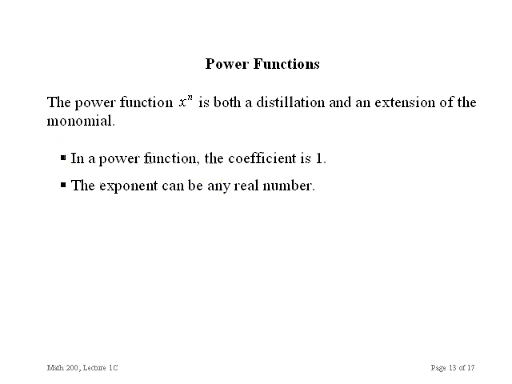The power function is both sort of a distillation and an extension of a monomial. In a power function, the coefficient is 1. So here's the power function right here. Its coefficient is 1. Okay? The exponent in a monomial is a whole number. Here the exponent can be any real number. It could be 1/2, which you know is a square root. It could be minus 12. It could be minus 1.5. It doesn't matter. So this is the power function.